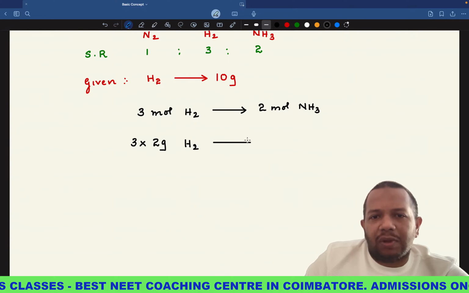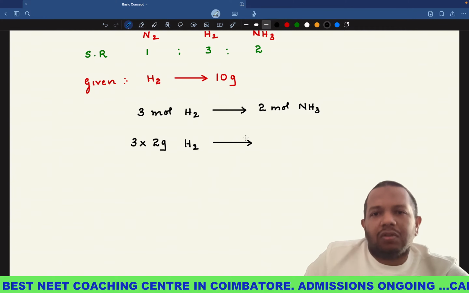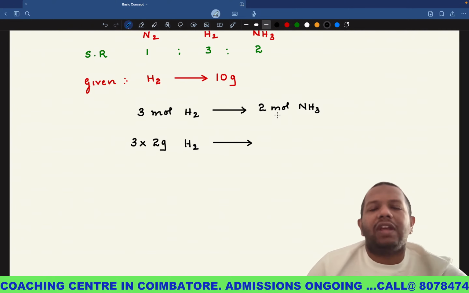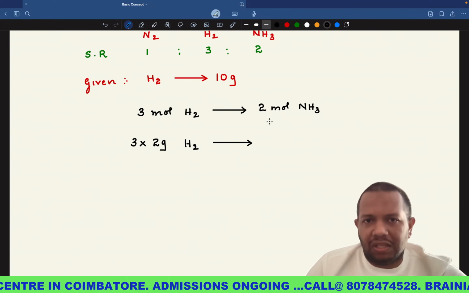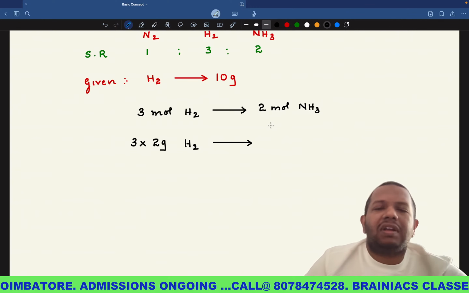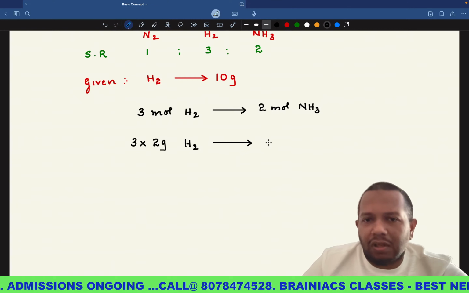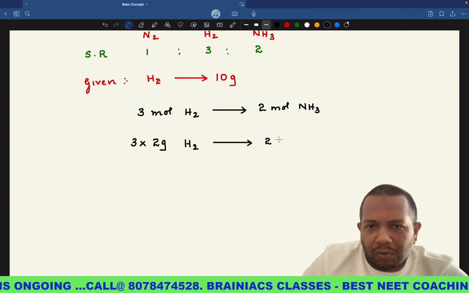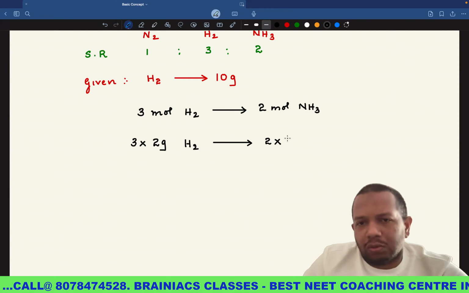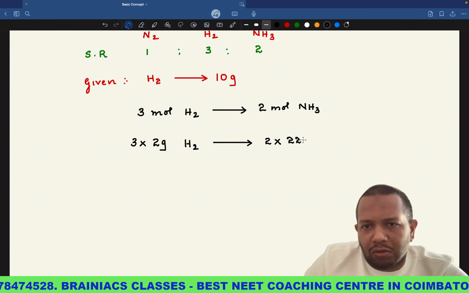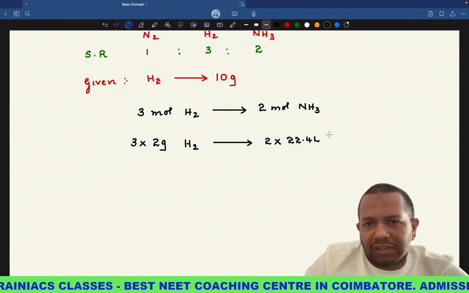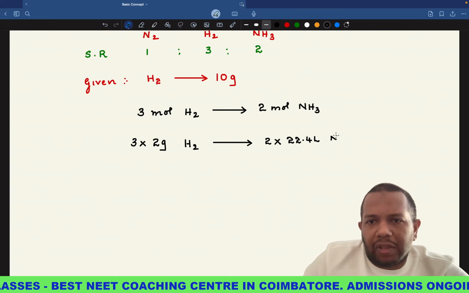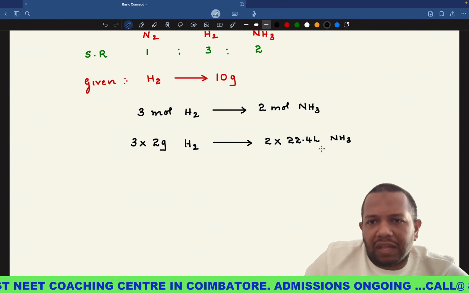and this we need to express in terms of volume. So we know that 1 mole of any gas at STP occupies 22.4 liter. So here 2 mole is there, so 1 mole will occupy 22.4, so 2 mole will be occupying 2 into 22.4 liter ammonia at STP.